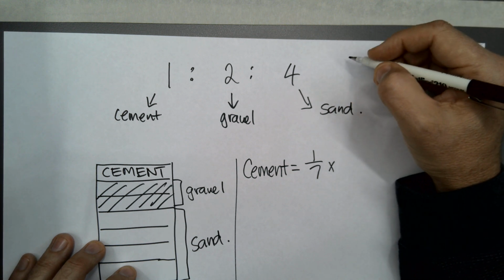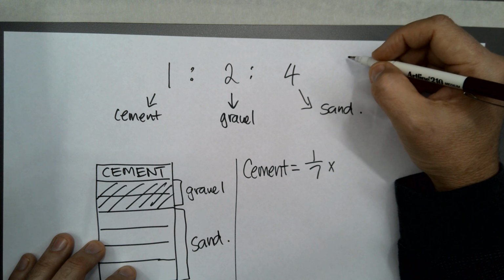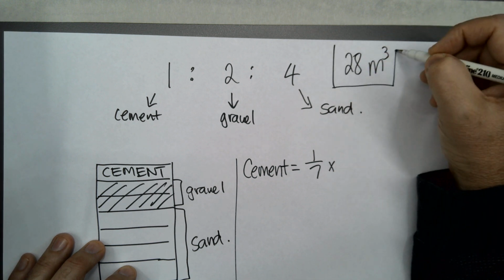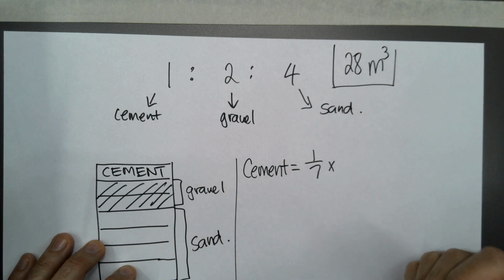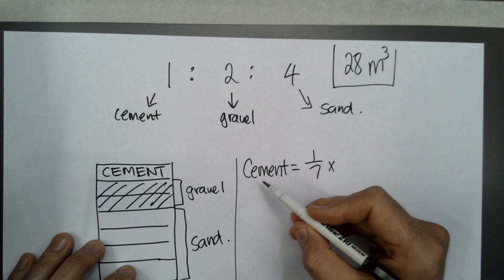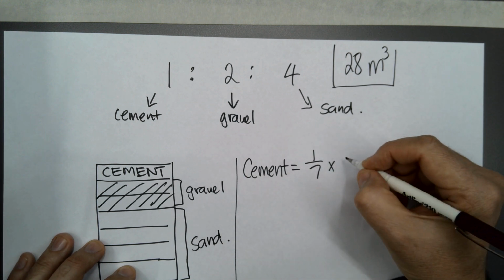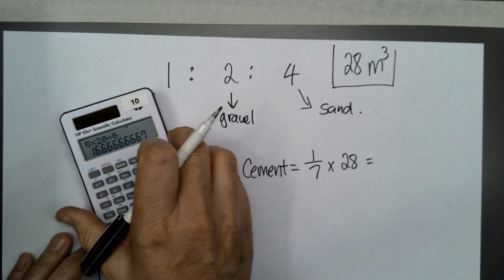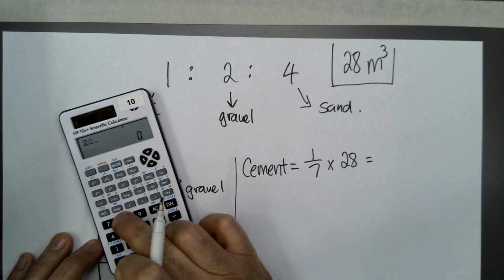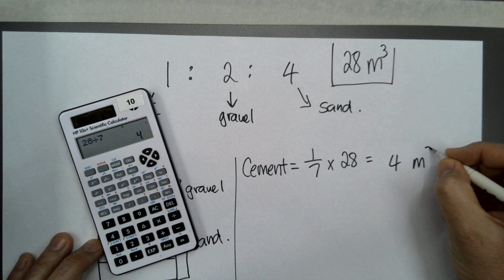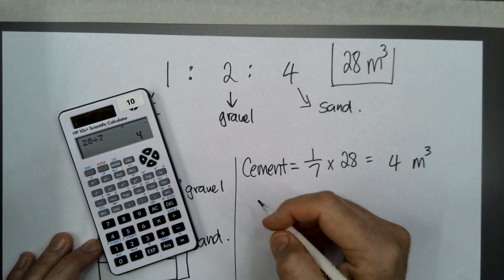Let's say we need, I'll make it easy, let's say we need 28 cubic meters. Okay, that's what we need. That's our final thing. We need 28 cubic meters of this. So, okay, how much cement powder do we need? It's 1/7 of 28. Okay, well, 28 divided by 7, ooh, it's 4. It's like I rigged it. Okay, I'm going to need 4 cubic meters of that.